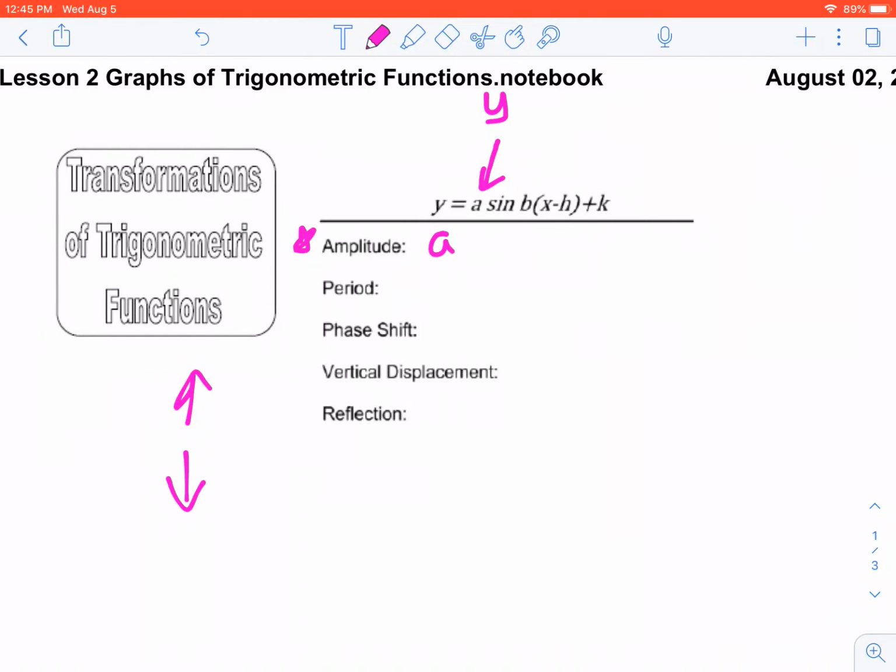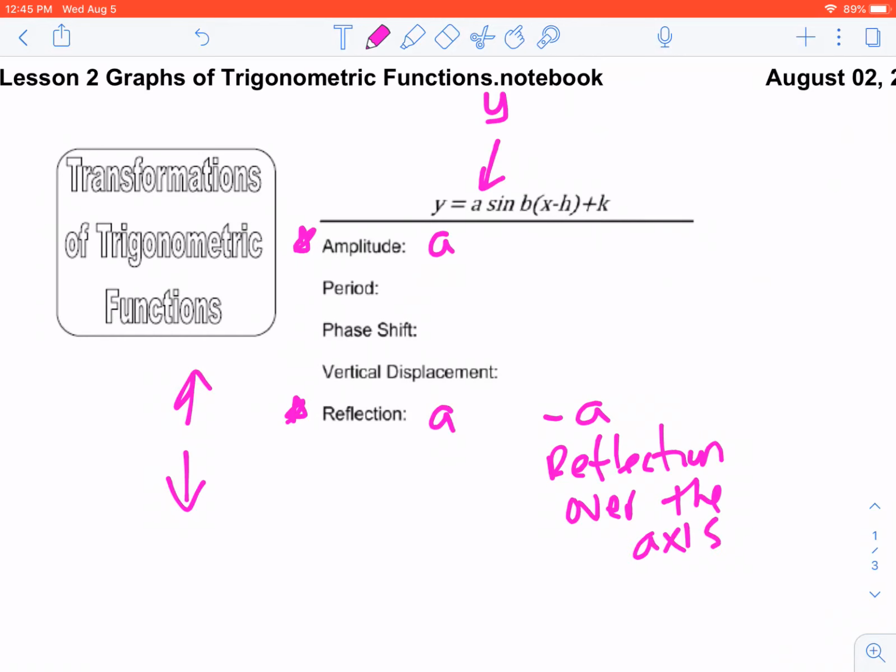And it also has to do with the reflection. If you have an a value, then your parent graph is regular. But if you have a negative a value, that causes a reflection over the x-axis.